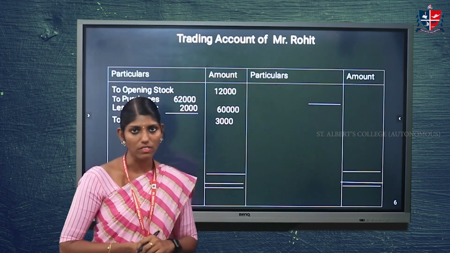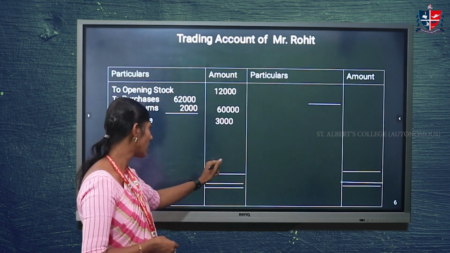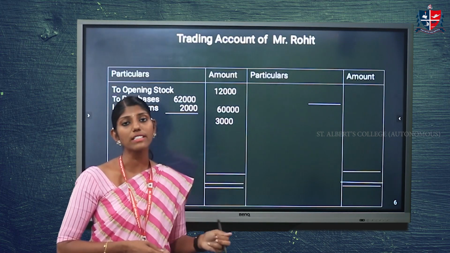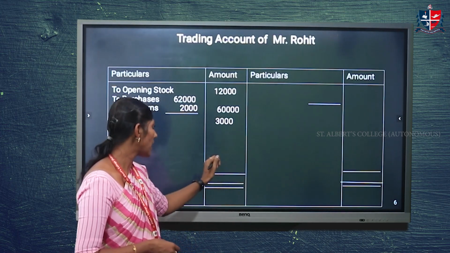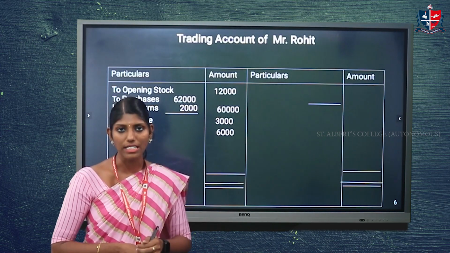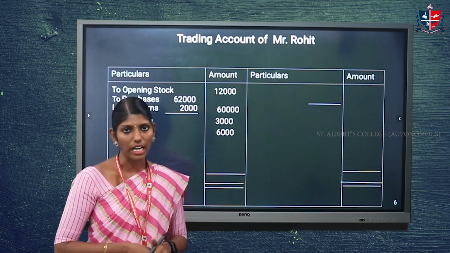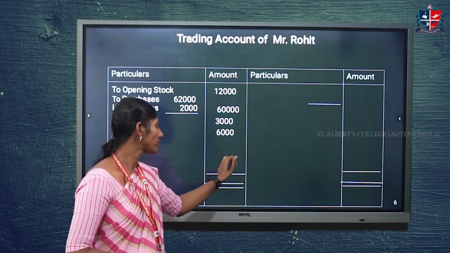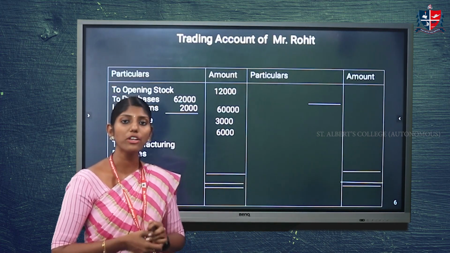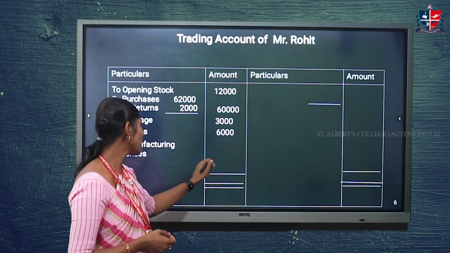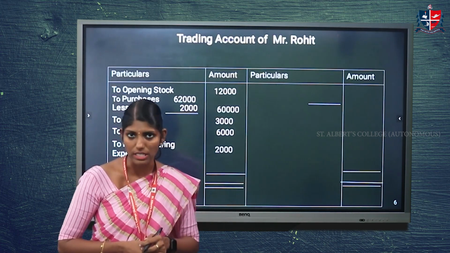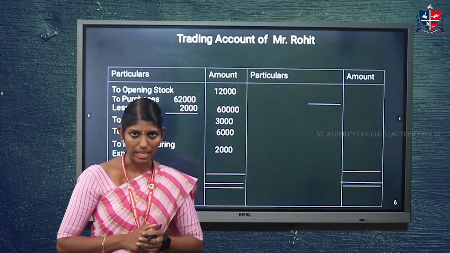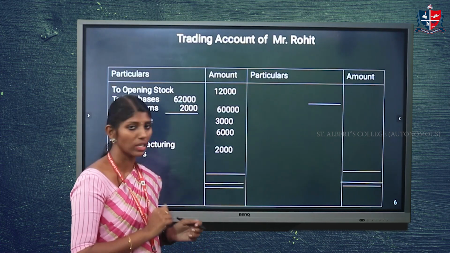3000 is the carriage inwards, that is also written. Next item is wages as per the question. So the amount of wages 6000 is written in the debit side of trading account. After that, here comes the manufacturing expenses. Manufacturing expenses amounts to 2000. It should be written on the debit side as it is a direct expense.